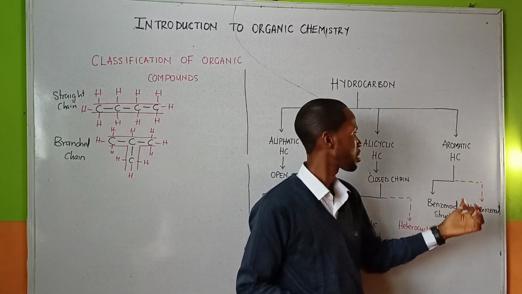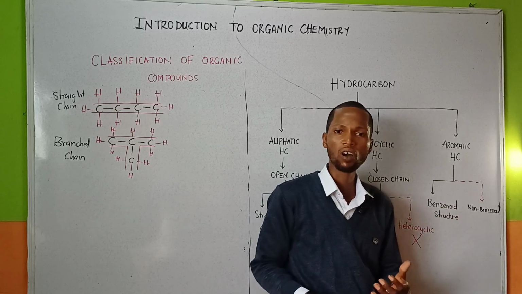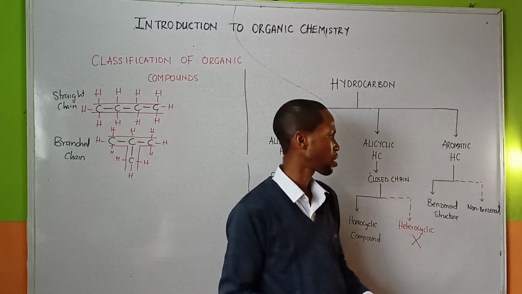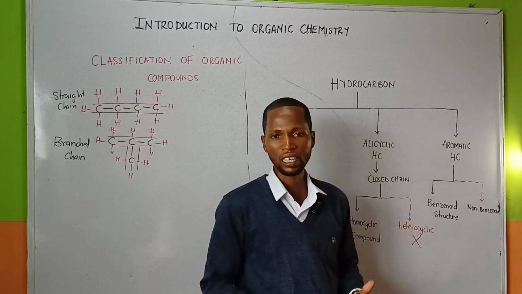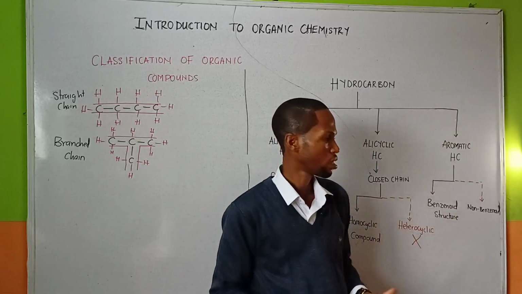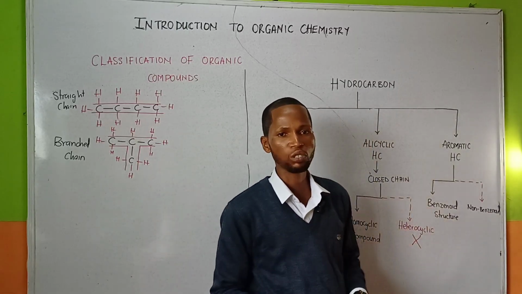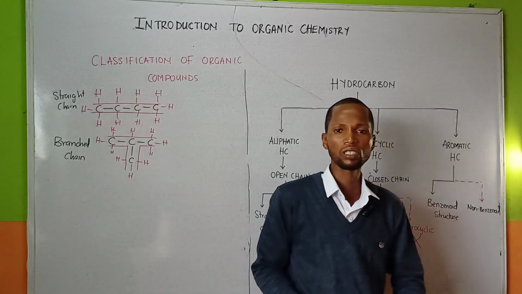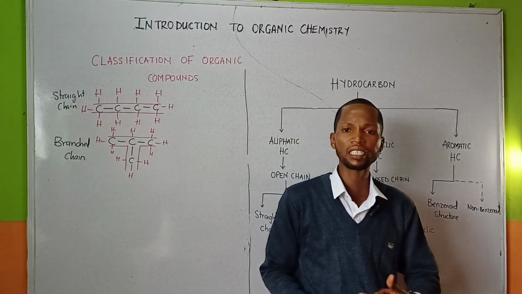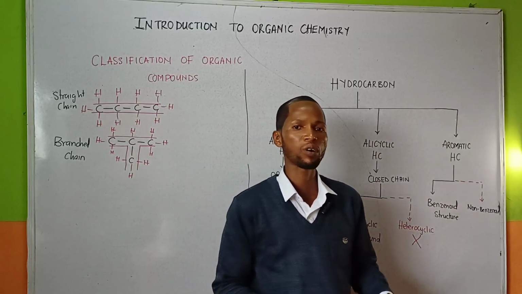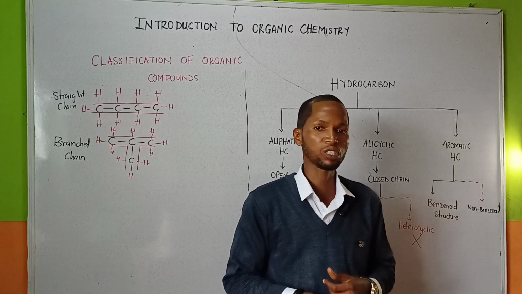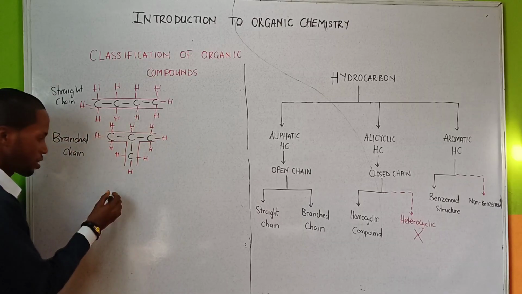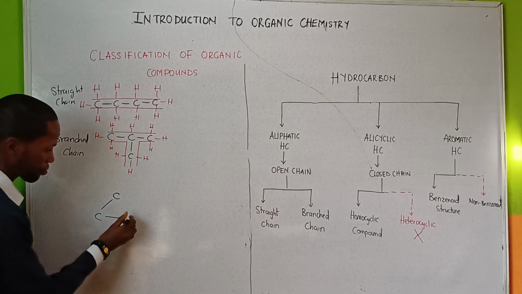The next one is the aromatic hydrocarbon. The aromatic hydrocarbon contains at least a benzene structure. That's why I have it as a benzenoid structure. And benzene is a hydrocarbon compound. The non-benzenoid structures are said to be non-hydrocarbon. They are not hydrocarbon because if they are non-benzenoid in structure, that implies that they contain atoms other than carbon in the aromatic structure. An example of the homocyclic hydrocarbon is the cyclopropane right here.